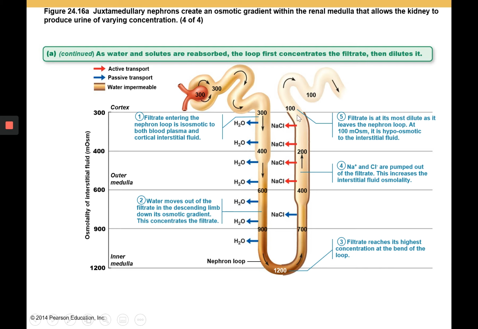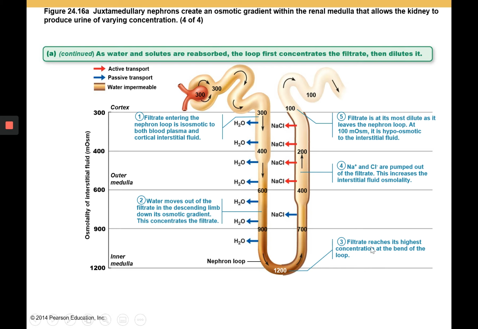So we'll reach about 100 milliosmoles. So we see that filtrate entering the nephron loop is going to be isoosmotic to both the blood plasma and cortical interstitial fluid. So that's why it's slightly going to be larger than what leaves the nephron loop. Then water moves out of the descending limb because it can, but salt can't. And that is really going to be water moving down its concentration gradient or osmotic gradient.